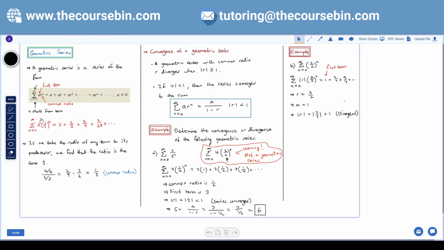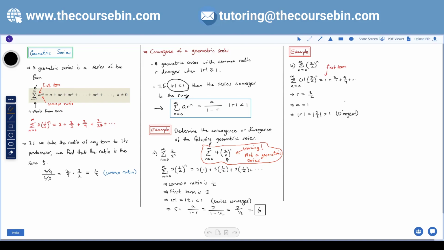So the goal is to identify what the common ratio is and what the first term is, right? After that, you can use the formula for what the series converges to determine its convergence, right? And that formula is over here. For a geometric series, as long as the magnitude of the common ratio r is less than 1, then the series will converge to the first term divided by 1 minus the common ratio. Okay, so that's the other thing that we did a couple of examples on.